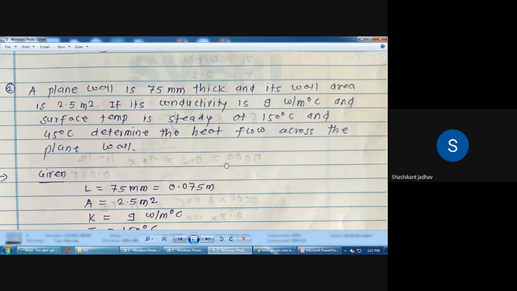First of all, we have to convert the values of mm into meter. So the thickness is given 75 mm. We have to convert that thickness into meter. So 75 mm is nothing but 0.075 meter. The area is given in meter square, 2.5 meter square. Then the thermal conductivity is given 9 watt per meter degree Celsius. And the inside and outside temperatures are given as 150 degrees Celsius and 45 degrees Celsius, that is T1 and T2, and determine the heat flow across the plane wall. Okay, so write down the given conditions.